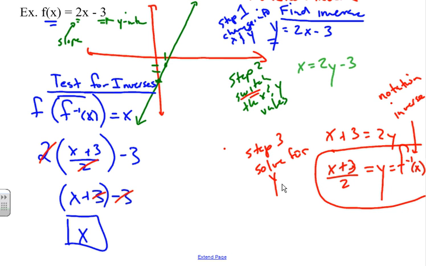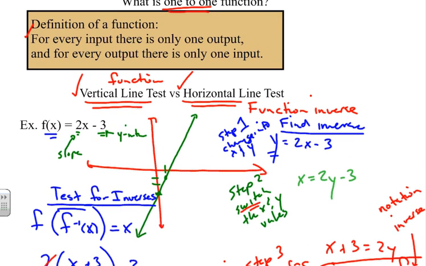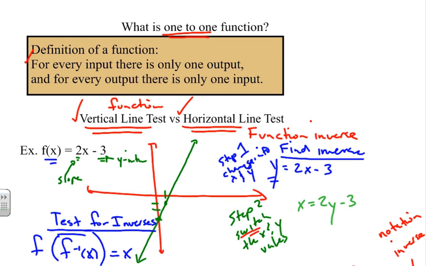In our next tutorial, we're going to go through some more properties of inverses and some more examples. But I hope this helps out on how to find inverses and how to test one-to-oneness using the horizontal and vertical line tests.